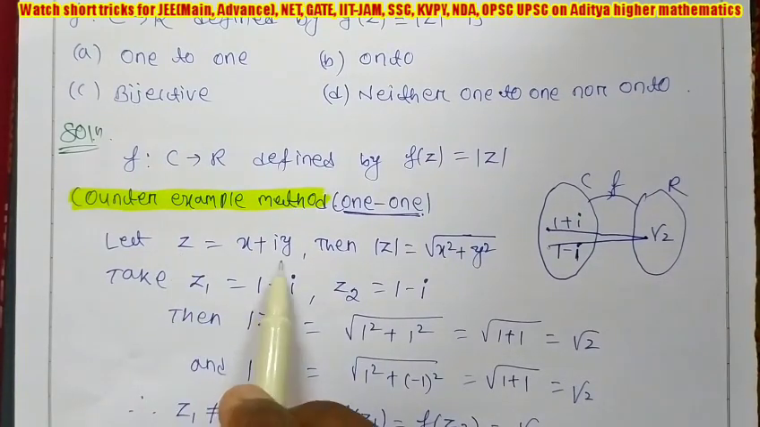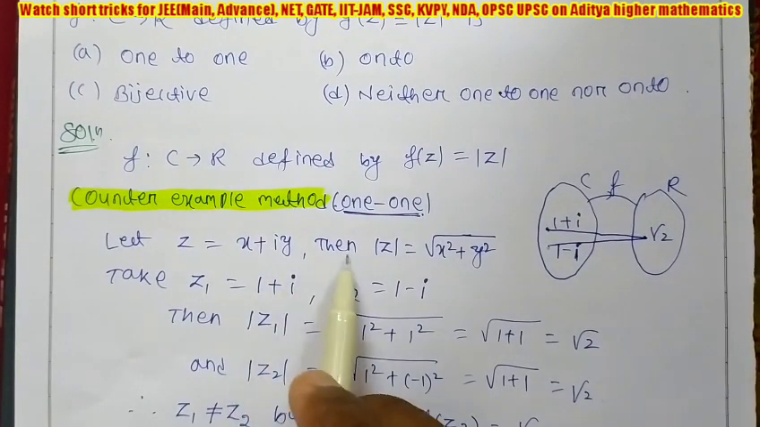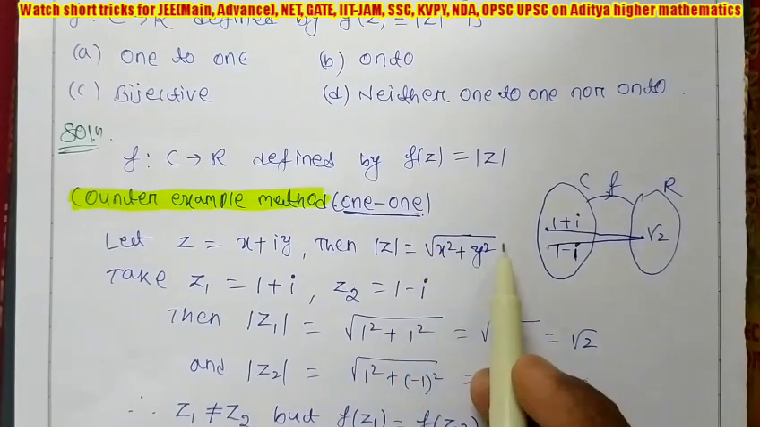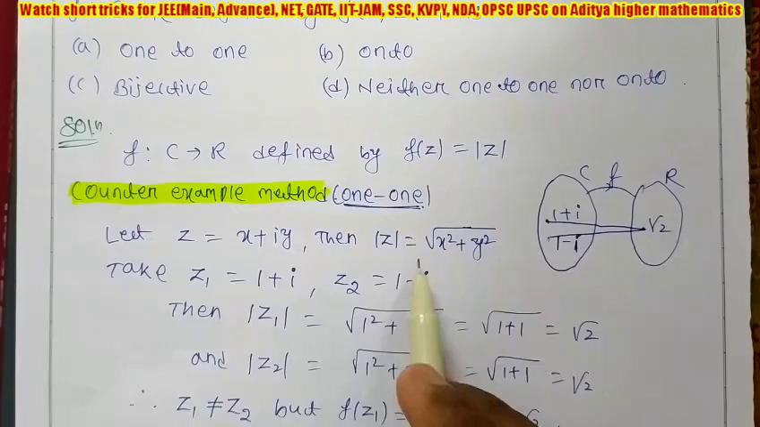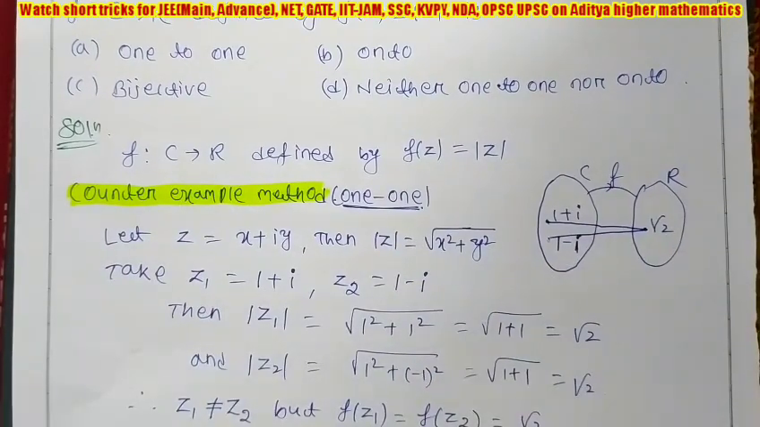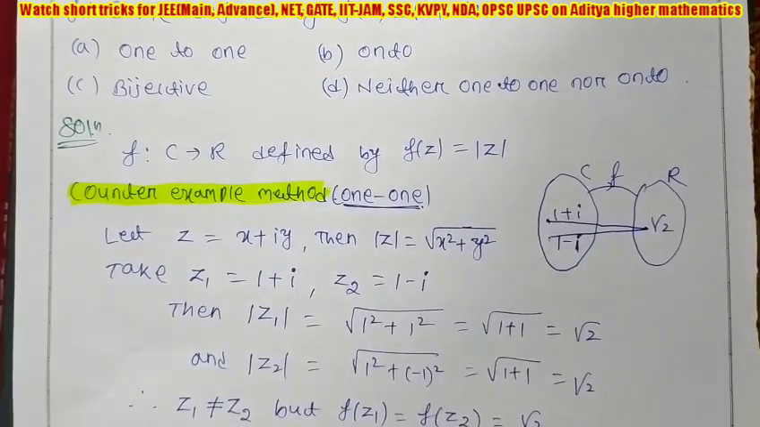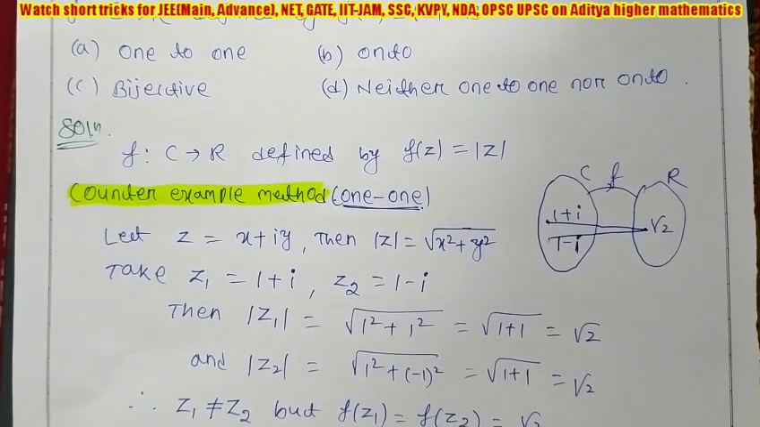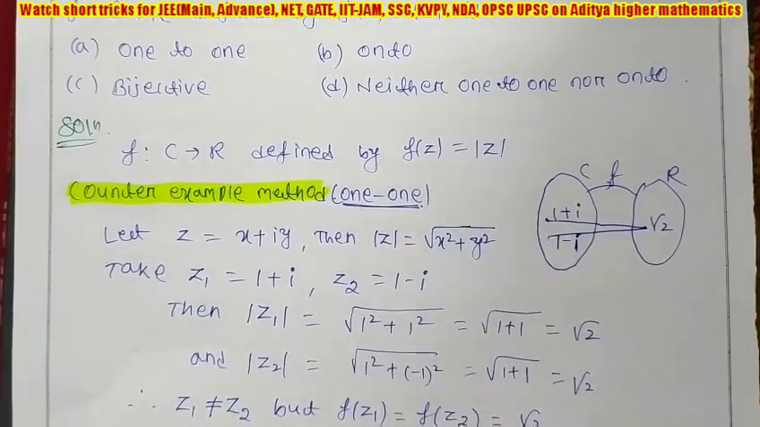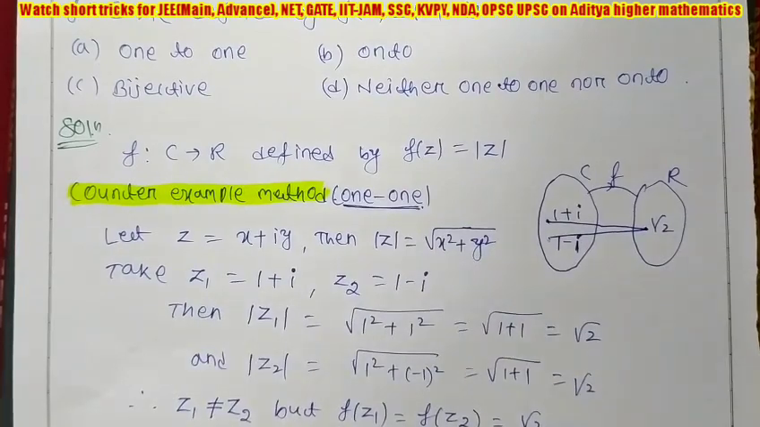For z I am taking one complex number x plus iy. Then we know that the modulus of z is square root of x square plus y square. This is the definition of modulus of z for any complex number. And here I am going to get the same image point by taking 2 different complex numbers. Then you can say that the function is many to 1. So like this you try.